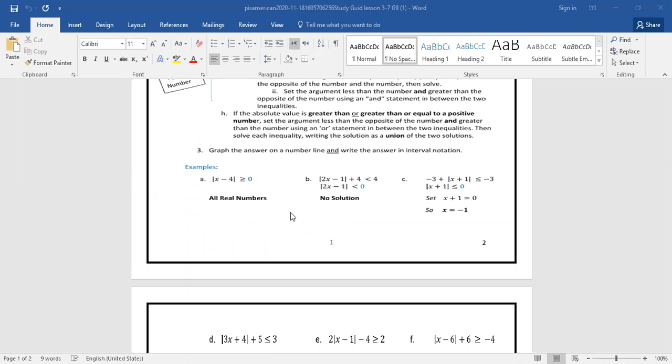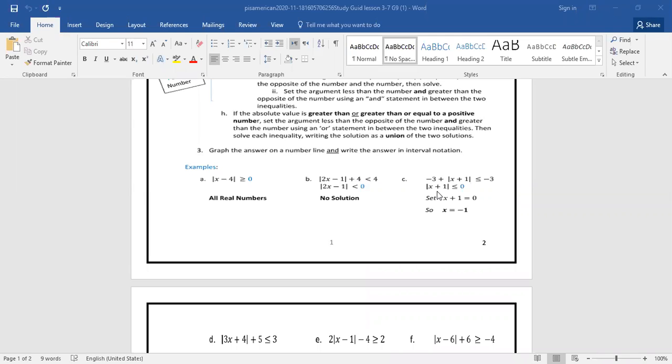For this reason, we said once you have more than or equal to 0, the answer will be all real numbers. Less than 0, impossible. Less than or equal to 0, we have one solution. How are you going to find this solution? By solving the expression inside the absolute value like an equation. Okay? Any questions so far before we start the next part?